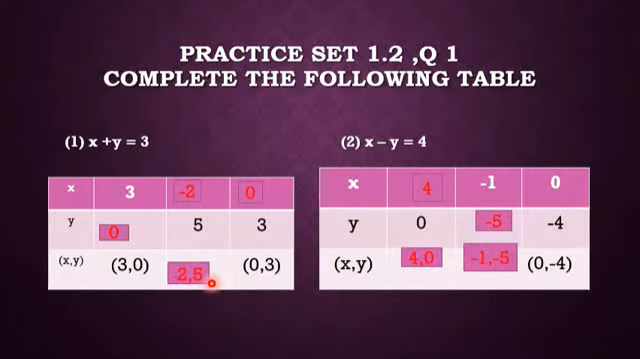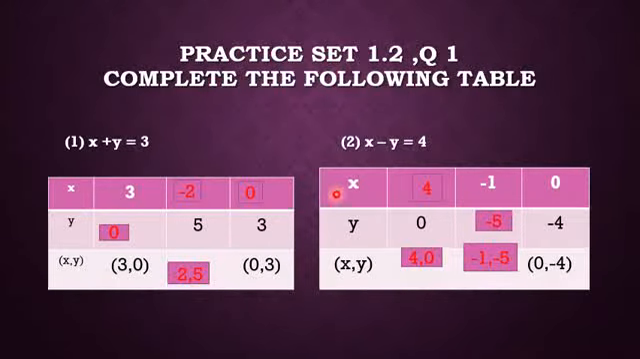Then the coordinate of x is 0. Then the coordinate of y is 3, because 0 plus 3 is 3. That is (x, y) equal to 0 comma 3. In the second equation, x minus y is equal to 4. The y coordinate is 0. Then the x coordinate is 4. That is 4 comma 0.